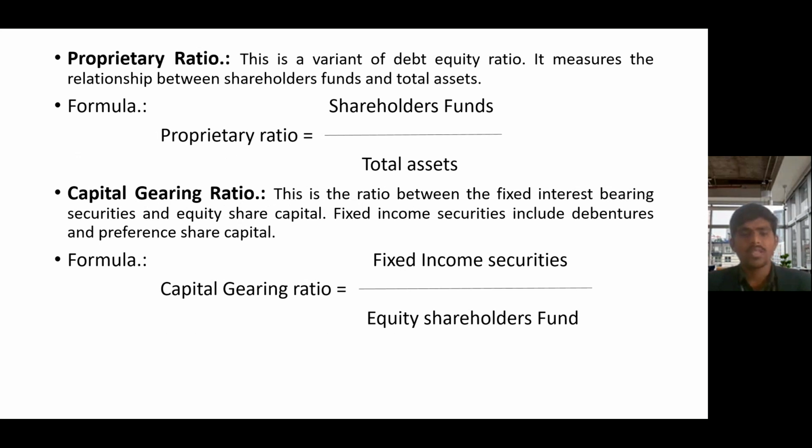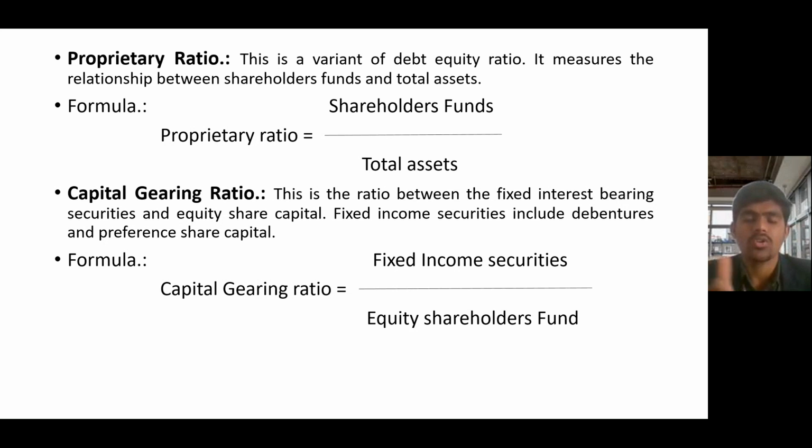Proprietary ratio is what? This is a variant of the debt equity ratio, which measures the relationship between the shareholders funds and the total assets. So what is the total shareholders funds we have, and what is the relationship between that and the total assets of the company. Here all the fixed assets, current assets, and investments together will be calculated. The formula for proprietary ratio is shareholders fund divided by total assets.